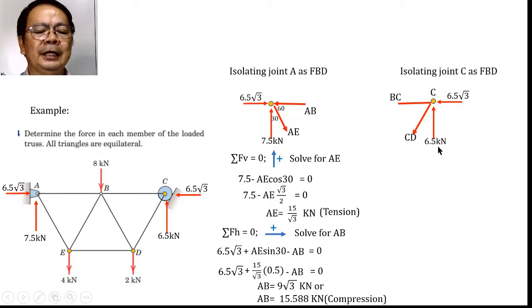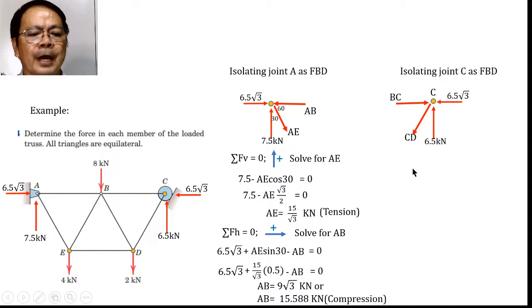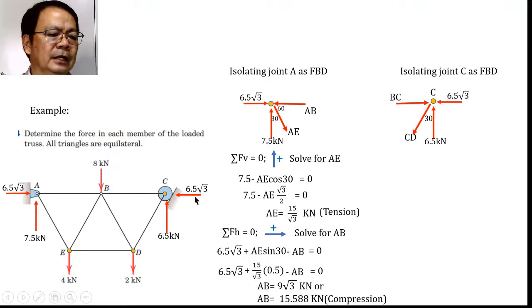At kung titignan natin yan, itong may leftward component na ito, leftward directed, therefore it must be directed to the right to make the condition of equilibrium satisfied. Therefore, that becomes equal to directed this way. And because it is directed towards the joint, we expect that this BC will be in compression, and CD, because it is away from this joint, must be in tension. Now we try to show the angles. This angle is 30 degrees as 1/2 of this one.